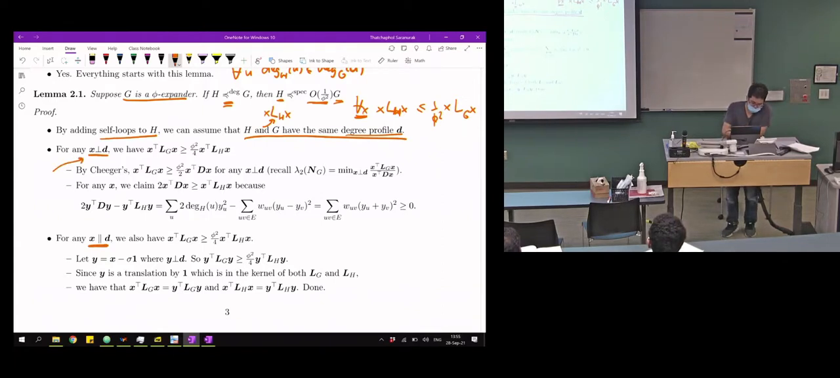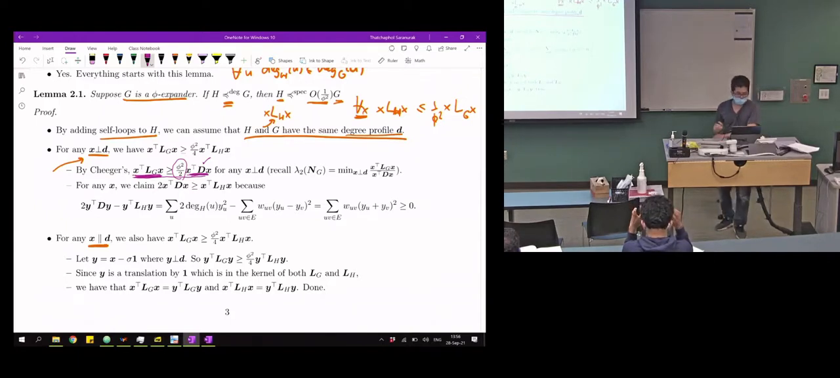Now, what happens when X is orthogonal to D? Well, directly by Cheeger's inequality, we have it. There are actually two steps. By Cheeger's inequality, we have that this term is at least this term, where D is the diagonal degree matrix, within a phi square factor here. Why is that the case?